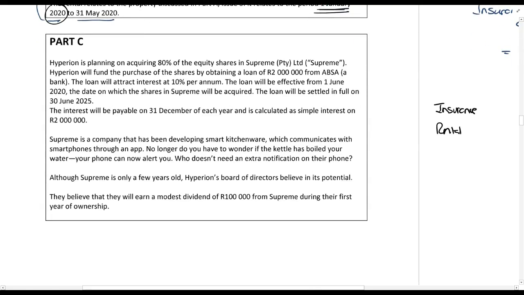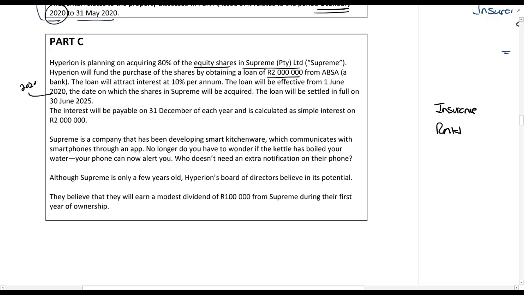Then Part C. Hyperion is planning on acquiring 80% of the equity shares in Supreme Pty Limited. Hyperion will fund the purchase of the shares by obtaining a loan of 2 million rands from ABSA, a bank that we all know. The loan will attract interest at 10% per annum. The loan will be effective from the 1st of June 2020, the date on which the shares in Supreme will be acquired, and the loan will be settled in full on the 30th of June 2025. So it's a 5-year loan, and it's all from the next tax year.